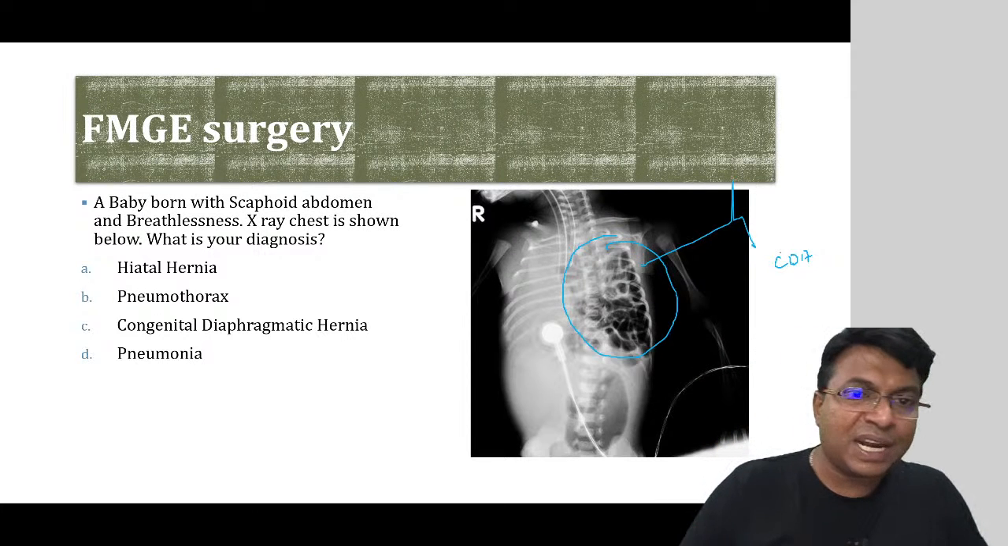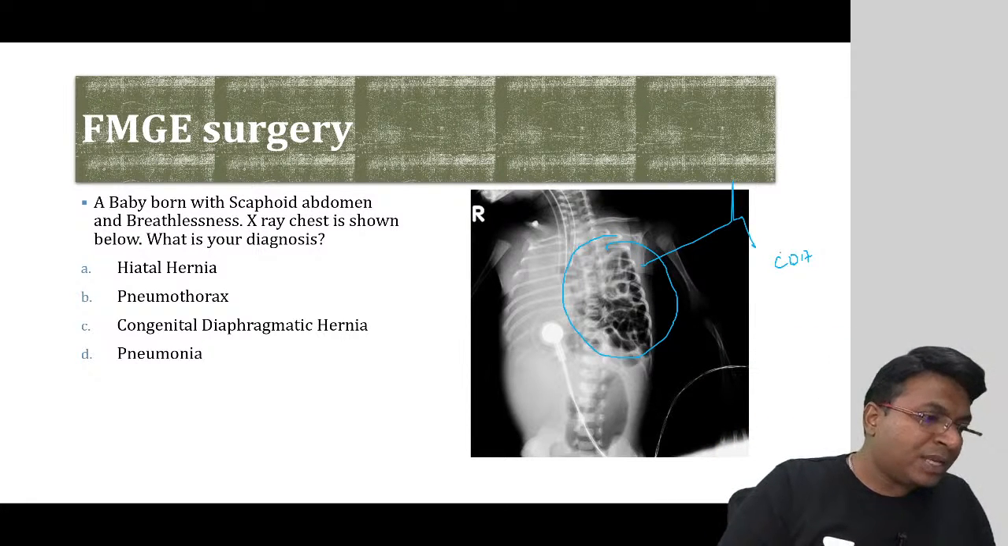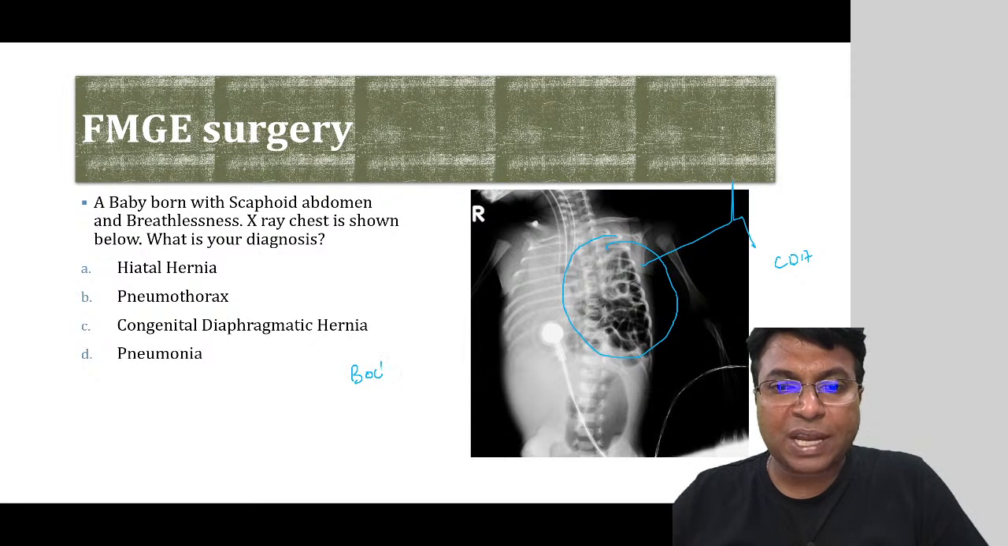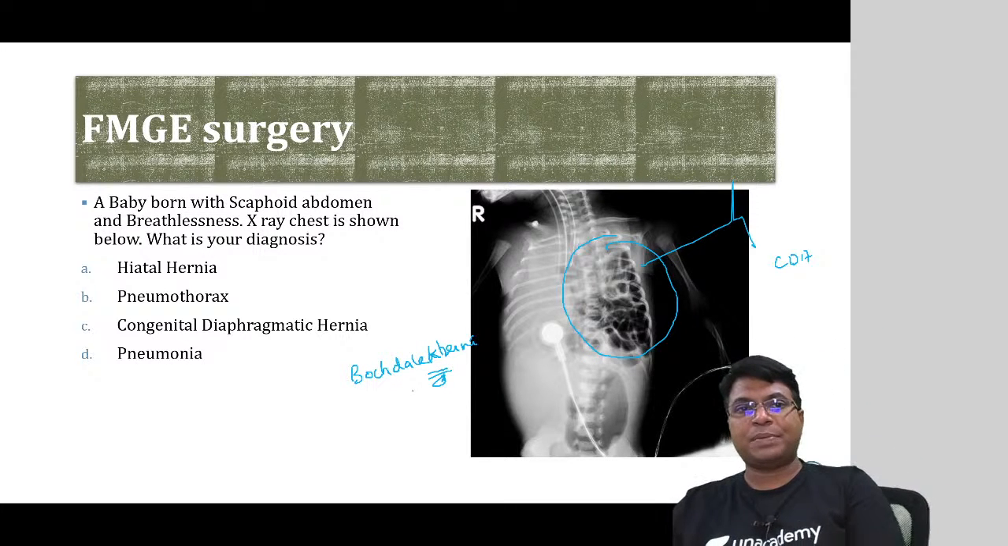What is the name of this congenital diaphragmatic hernia? Yes, what is the name? This is known as Bochdalek hernia. Please don't forget, this is Bochdalek hernia. So this is a very important point I want you to remember for your exam. This is Bochdalek hernia.